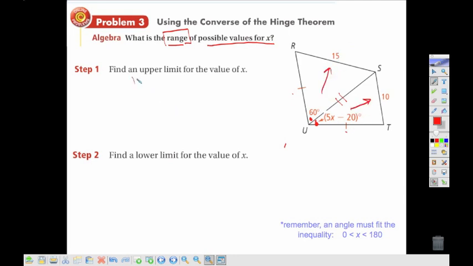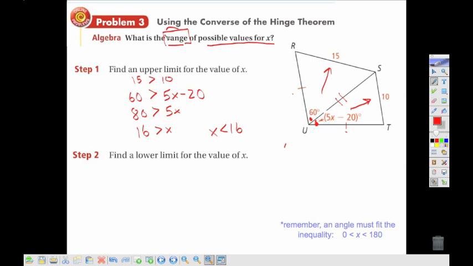We notice that 15 is greater than 10, so we're going to write this as 60 being greater than 5x minus 20. Solving this inequality, we get that x is less than 16, or we could turn that around and write it this way. Okay, so we know that x is less than 16, but we don't know exactly how big it is.